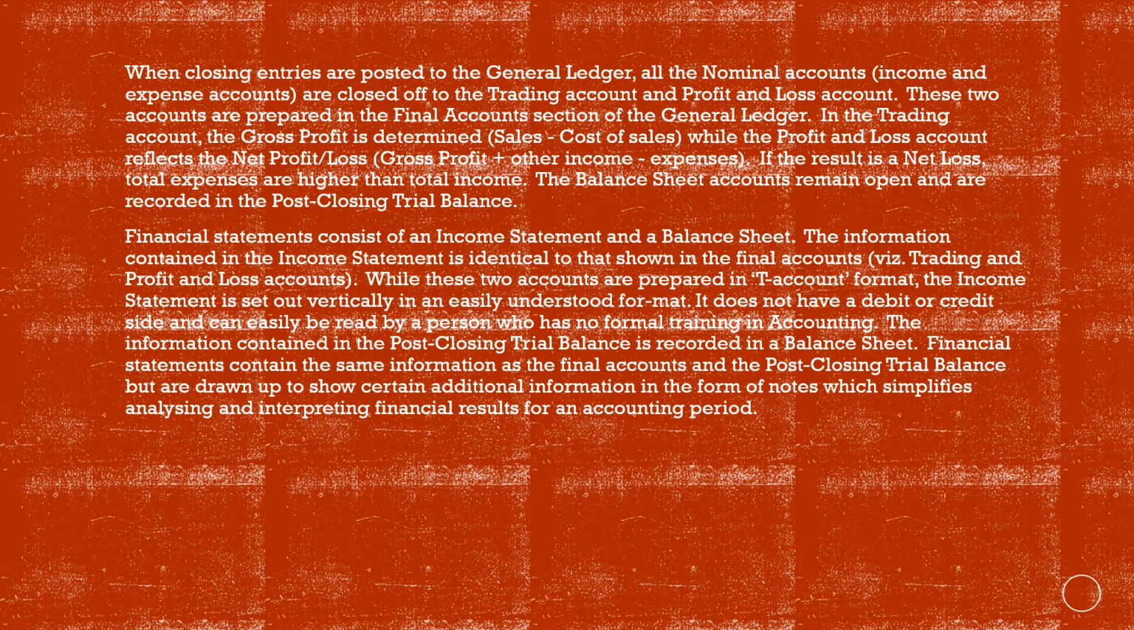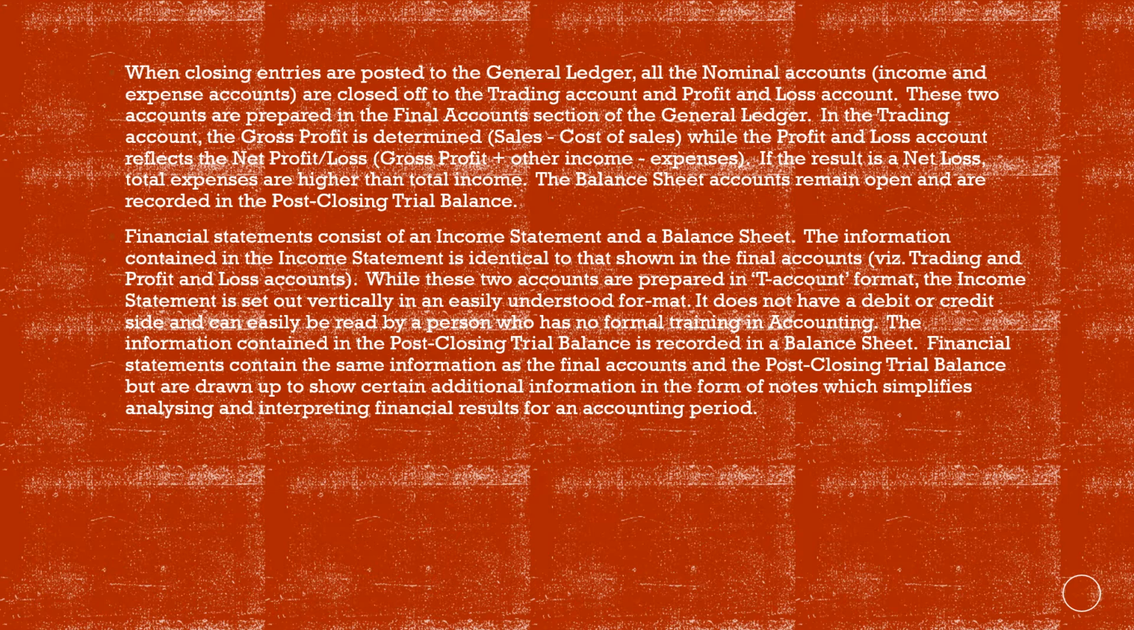When closing entries are posted to the general ledger, all the nominal accounts, income and expenses accounts, are closed off to the trading account and profit and loss account. These two accounts are prepared in the final account section of the general ledger. In the trading account, the gross profit is determined, sales less cost of sales, while the profit and loss account reflects the net profit or loss. Gross profit plus other income less expenses. If the result is a net loss, total expenses are higher than the total income. The balance sheet accounts remain open and are recorded in the post-closing trial balance.